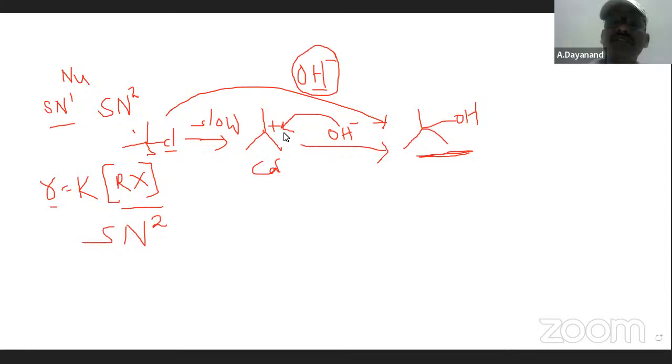Why polar solvents like H2O or NH3, ammonia? Yesterday we had discussed what polar solvents are. Polar solvents are going to favor this one because they are going to stabilize the cation. This trigonal planar cation is stabilized by these polar solvents.